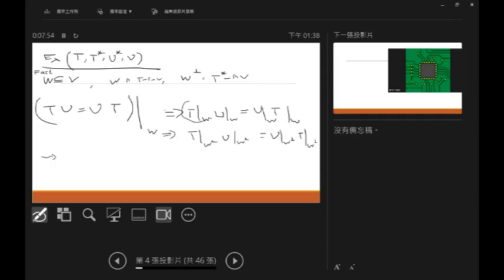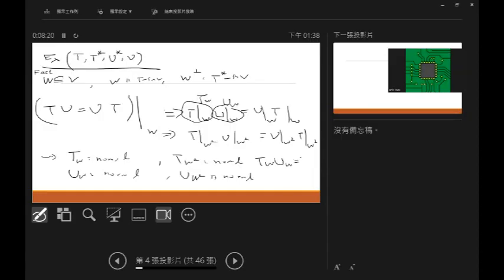So let's write this TW and this UW. What I'm saying is that this TW is normal and this UW is also normal. And this TW perp is also normal, and this UW perp is also normal. And they satisfy that T restricted to W is the same as U T W W, and the same for the perp one.